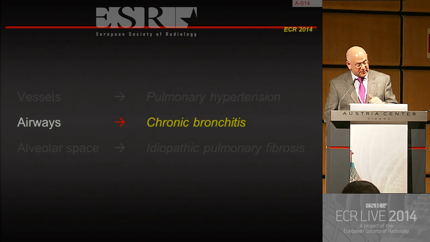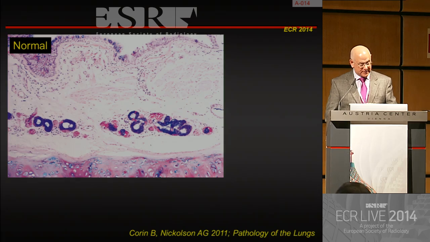The next prototype disease I would like to talk about is chronic bronchitis. This is a normal bronchial wall. You see some mucous glands, you see the lumen and the epithelium of the wall. This is how it looks in normal individuals.